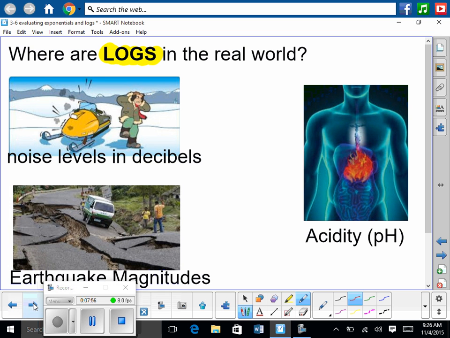Noise levels in the real world are in logarithm form. Also, acidity, pH levels, would be in logarithmic form. And also earthquake magnitudes. In the real world, earthquake magnitudes are actually measured on a logarithmic scale. And we will actually do some real-world applications later on in this unit on logarithms.